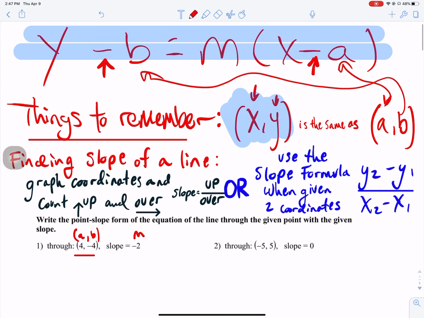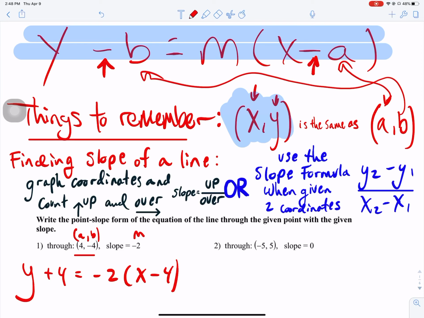There's the formula. All we're doing is plugging the 4 in for A, the negative 4 in for B, and the negative 2 for M. And the things we have to remember are, if it's positive, like A is positive, it'll come in as negative 4. Because this one B is negative, it'll come in as positive 4. So we have to switch that around. So it should look like this: y plus 4 equals negative 2 times the quantity of x minus 4.